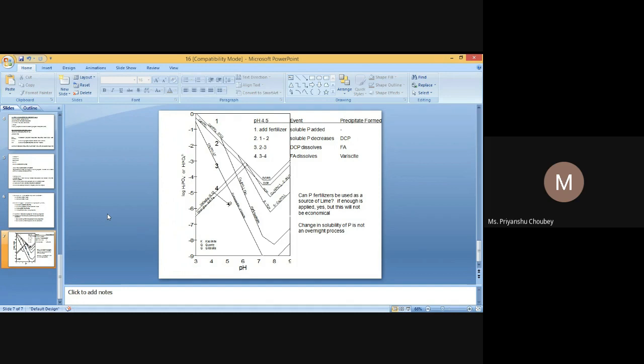Second one is prismatic. The peds are elongated more in the vertical than in the horizontal direction, giving a column-like shape. Vertical cleavage planes are predominant. When the tops of peds are relatively angular and flat, it is called prismatic.